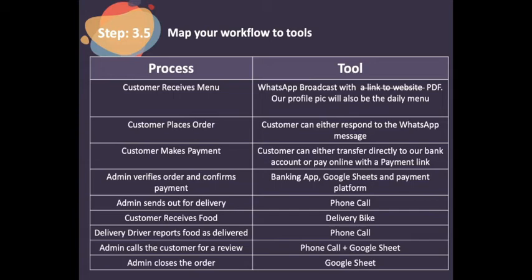Then they can make payment either by paying directly to our bank account, or we can send them a PayStack payment link. Then the admin verifies the order. So once the order is confirmed, you put it in Google Sheets, and then you mark it as delivered, and you check the payment platform, or you check your banking app to make sure that payment has come in, and you can use Google Sheets to track that. Then the admin calls the delivery person and says, hey, it's time to deliver food. They come, they pick it up, they take it out. The admin can also mark that step as well in Google Sheets.